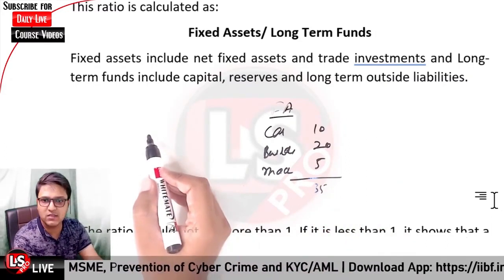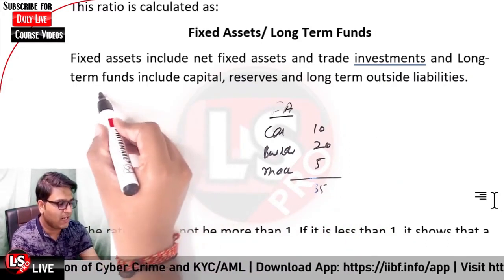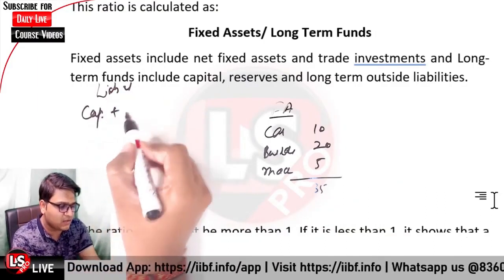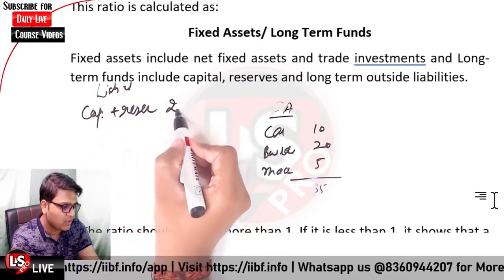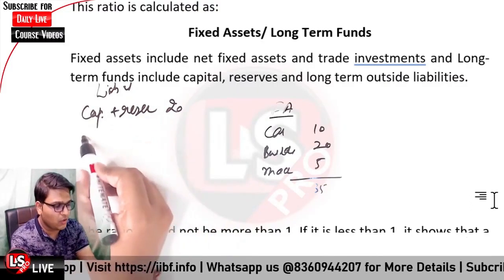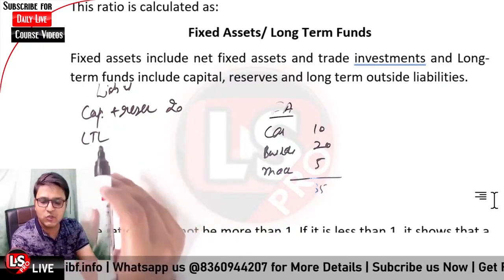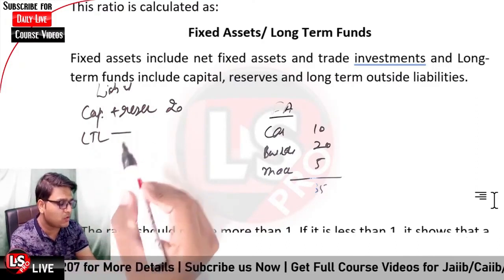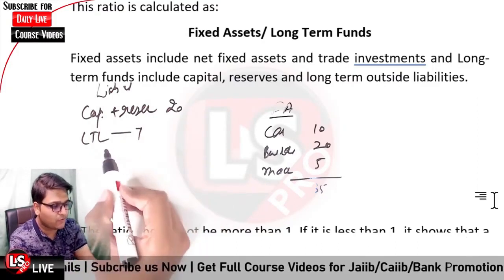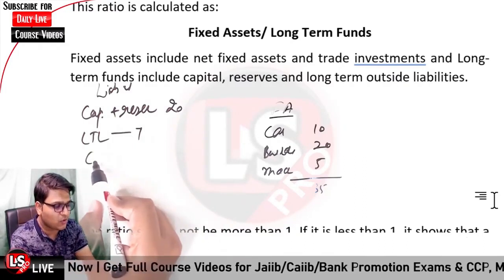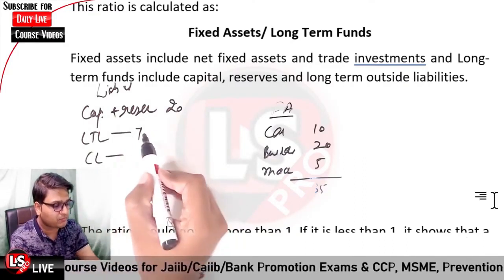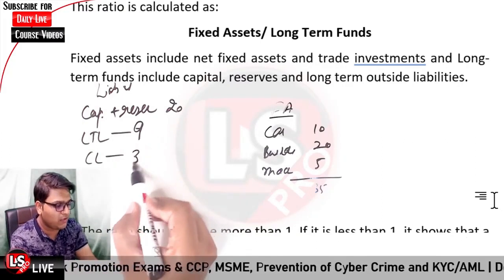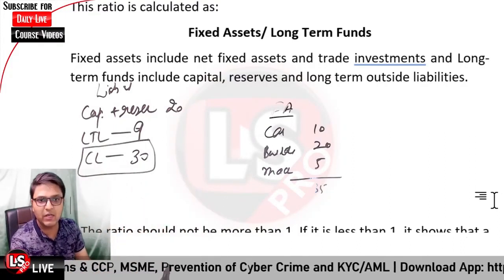Further, on the liability side, let us say capital plus reserves amount to 20, and your long-term liabilities, let us say the debts or securities that you have issued, or a bank loan that you have taken, amount to 7. And in the case of the current liabilities or short-term liabilities, let us say you have 9 available with you.